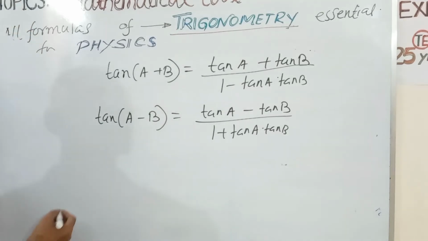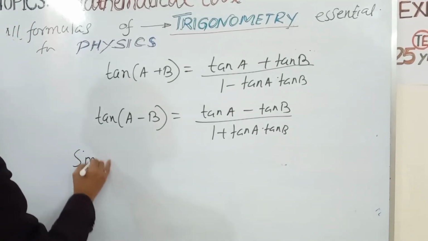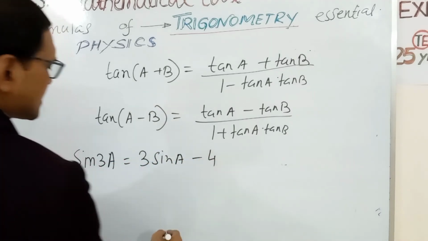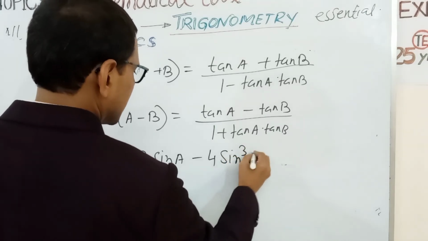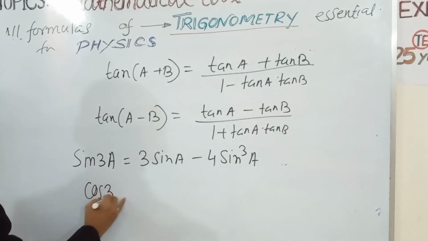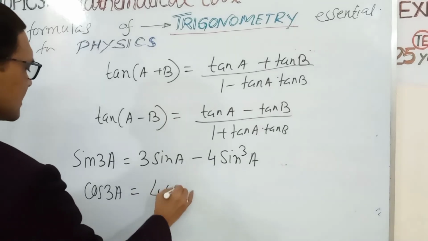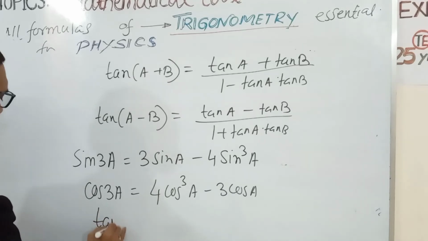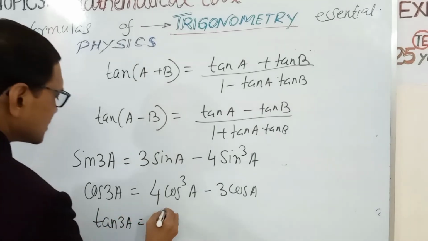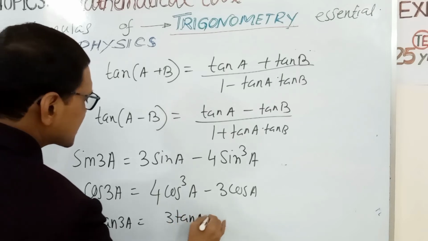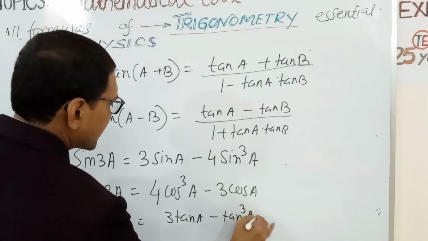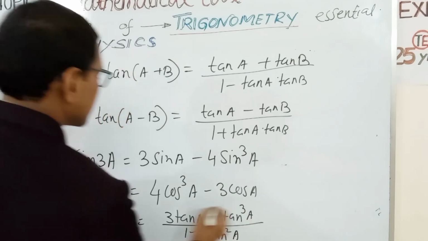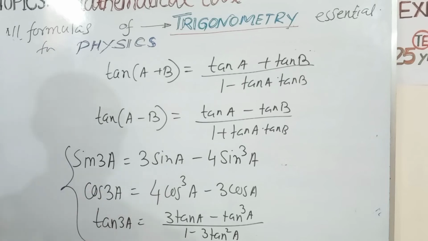Now another formula in terms of sin 3a. Sin 3a equal to 3 sin a minus 4 sin cube a. This is another formula. Cos 3a equal to 4 cos cube a minus 3 cos a. Tan 3a equal to 3 tan a minus tan cube a by 1 minus 3 tan square a. So this is the formula of the 3 series.